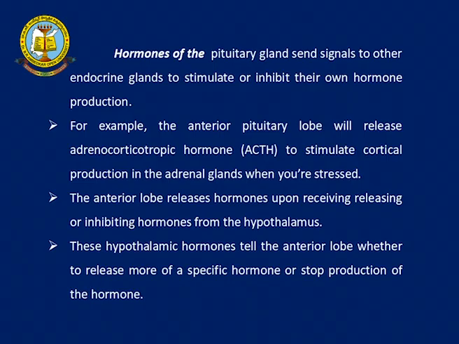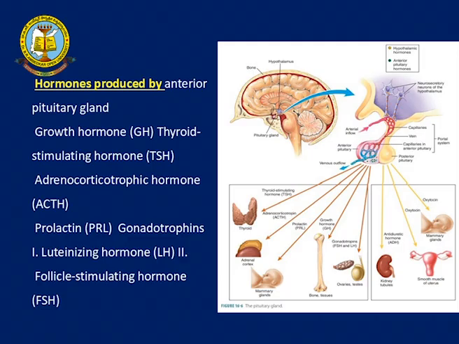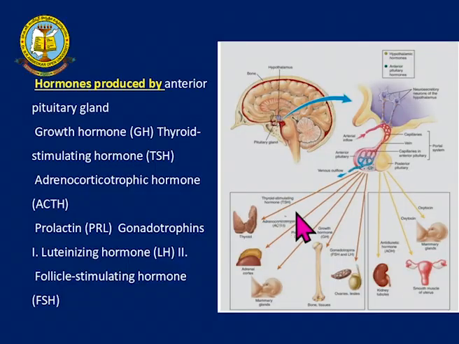These hypothalamic hormones tell the anterior lobe what to produce. The hormones produced by the anterior pituitary gland include growth hormone, thyroid stimulating hormone TSH, adrenocorticotropic hormone ACTH, prolactin, and the gonadotropins: luteinizing hormone LH and follicle stimulating hormone FSH. These are released from the anterior region, and they activate or inhibit different organs and tissues and control metabolism.